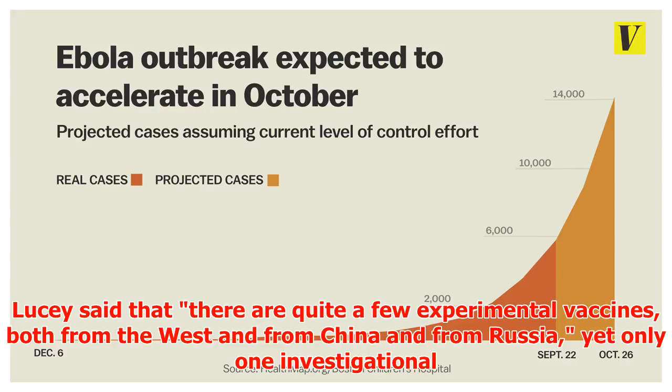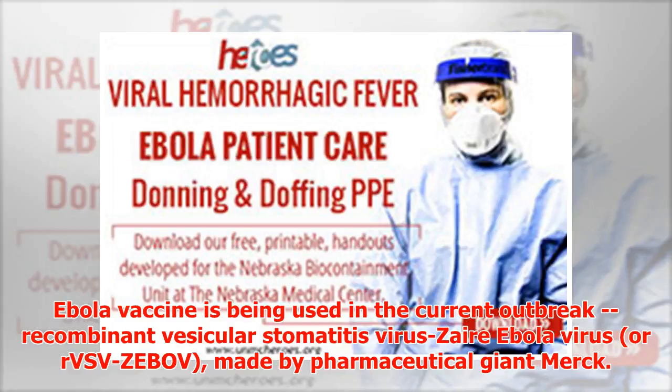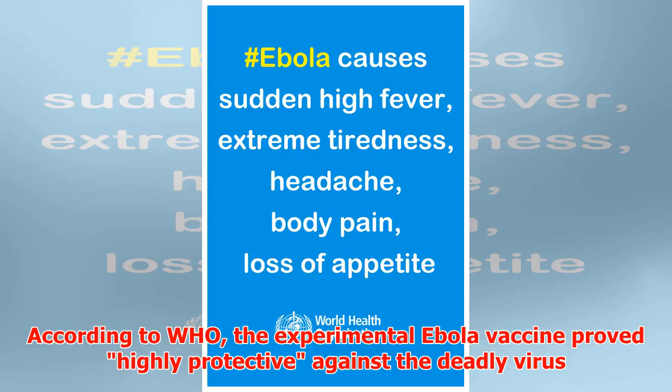Lucy said that there are quite a few experimental vaccines, both from the West and from China and from Russia, yet only one investigational Ebola vaccine is being used in the current outbreak, recombinant vesicular stomatitis virus Zaire Ebola virus, or RVSV-ZEBOV, made by pharmaceutical giant Merck.